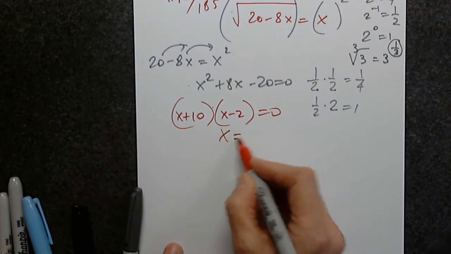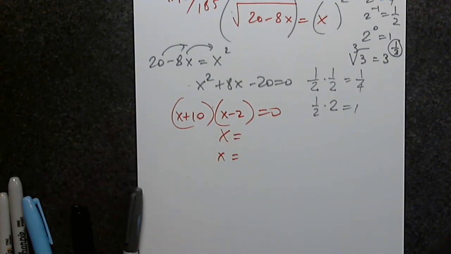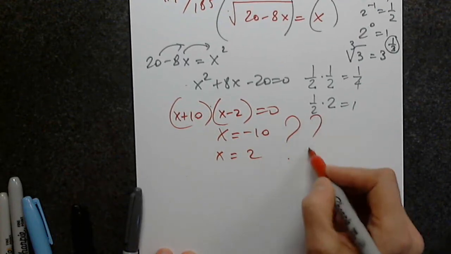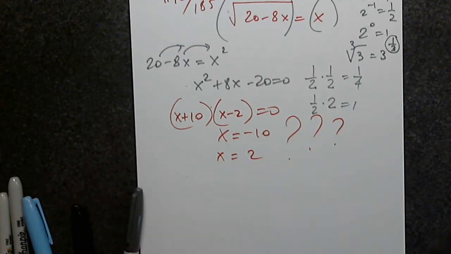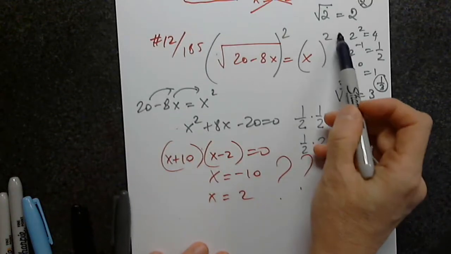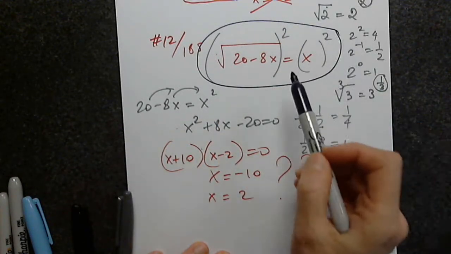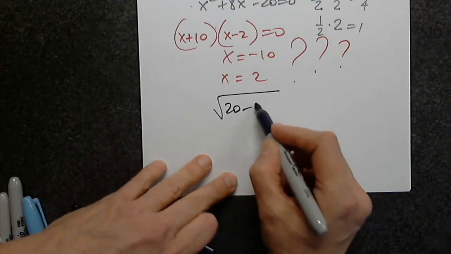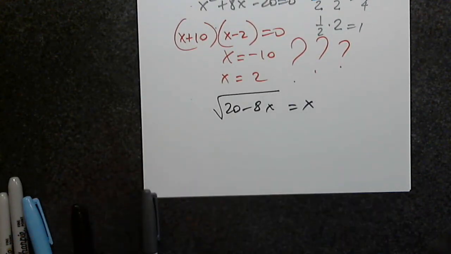Okay, so then there are two options for x. Can anyone give us those options? Right, good. But remember, this is not entirely legitimate. What does that mean again? It means that I'm forced to go back and check. And I have to go back and check back to the original problem. Remember, this is not the original problem. The original problem is this: the square root of 20 minus 8x equals x.